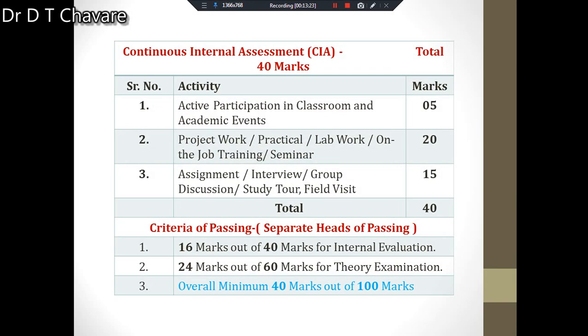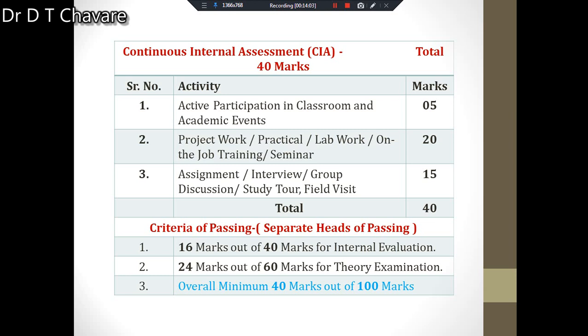Then what will be the nature of the continuous assessment system? CIA will be conducted for 40 marks, and different types of activities will be conducted there. For example, active participation in classroom and academic events carries 5 marks. Try to understand, it means that your participation should be there. Whether it is seminars or question answer sessions, in those also your active participation should be there, and it will carry 5 marks.